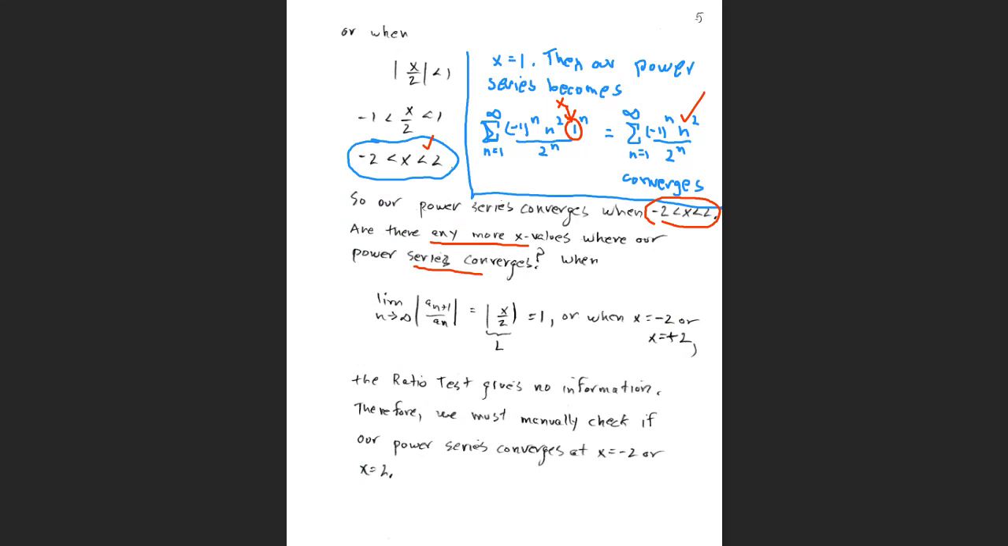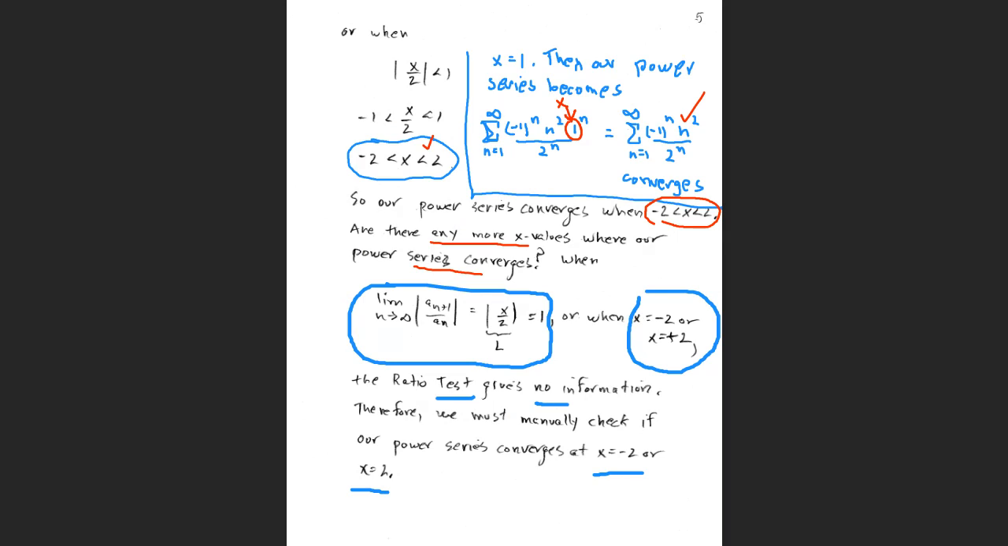Okay, so basically the ratio test at x equals negative 2 or positive 2 would give you, in the limit, a ratio equal to 1. And that's where the ratio test gives no information. So we're going to have to check manually the values of x equals negative 2 and 2. We're going to have to plug those values in the series and see what happens.